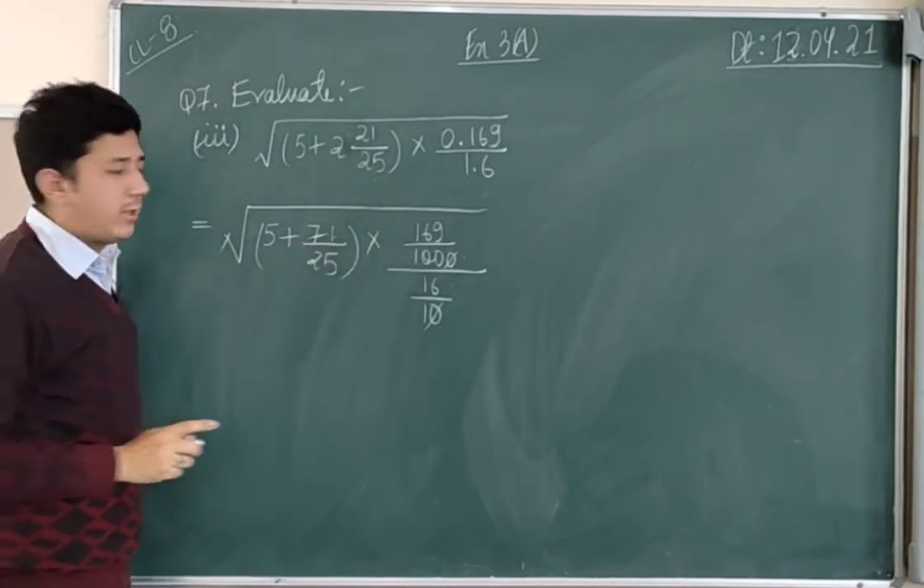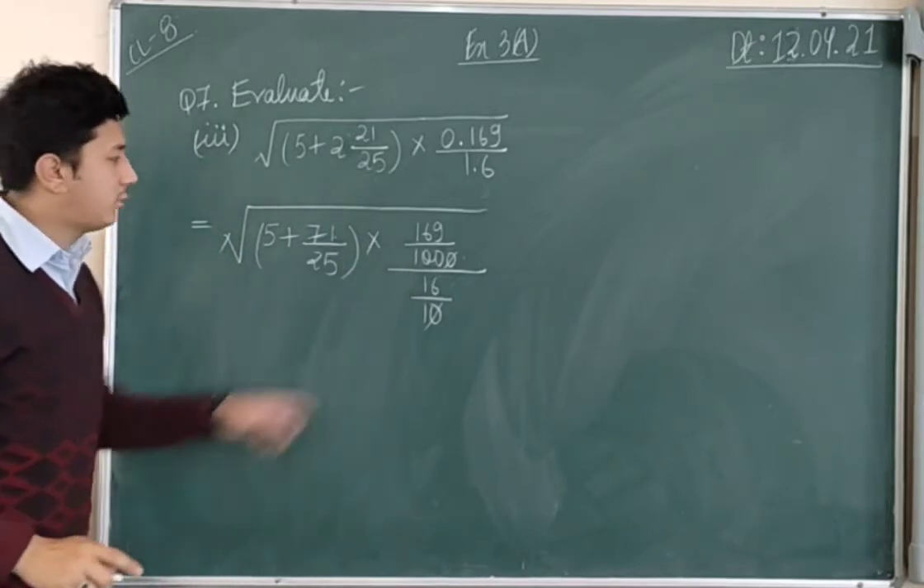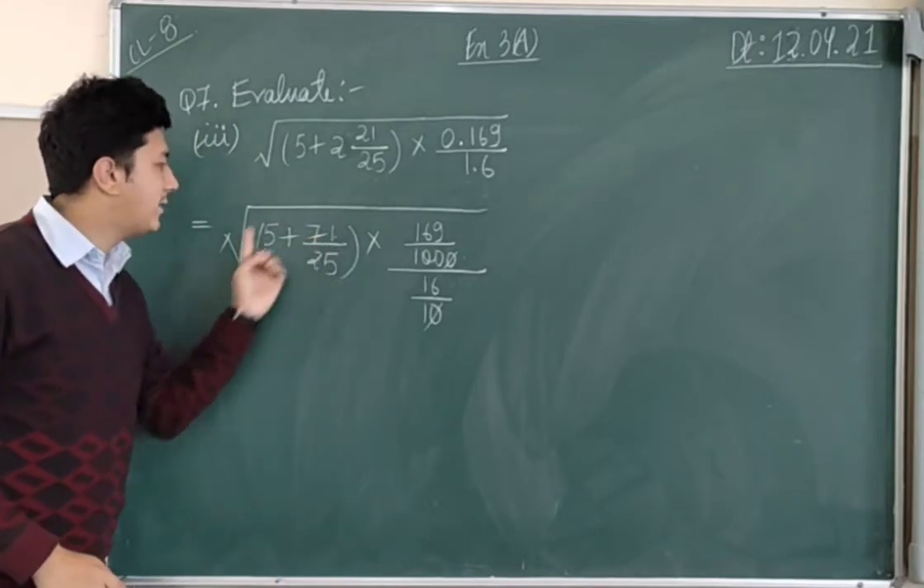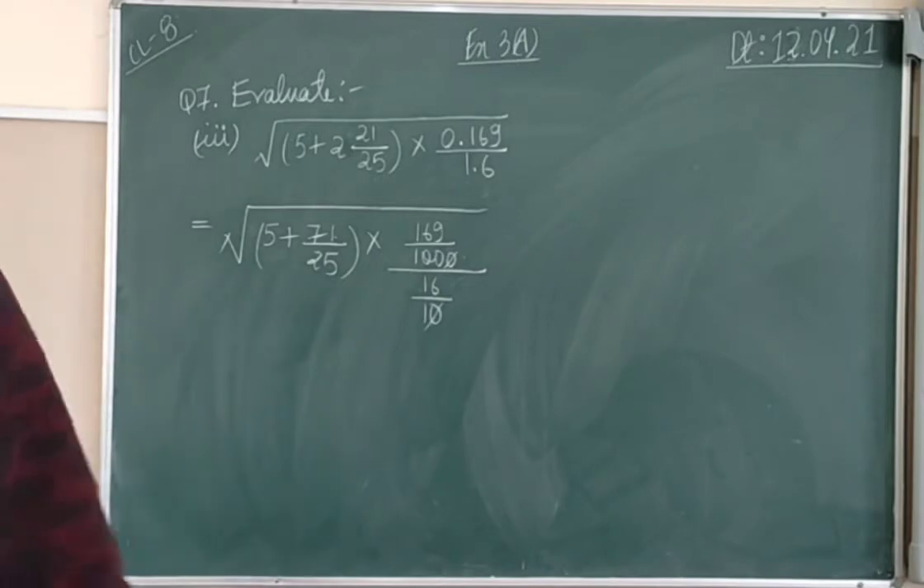169 is 13 square, 100 is 10 square, 16 is 4 square. So all these three numbers are perfect square numbers, and here we have to take the LCM and then we'll see what we get. Okay, so please pause the video and note it down till here.